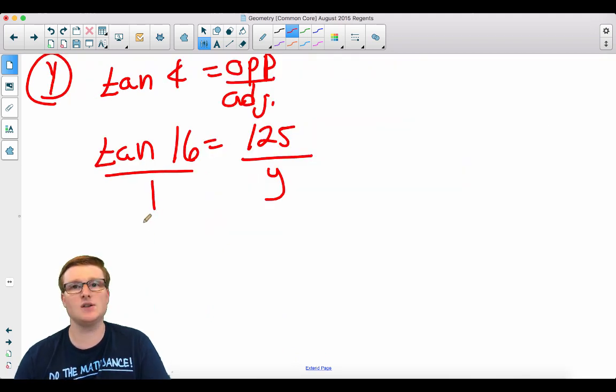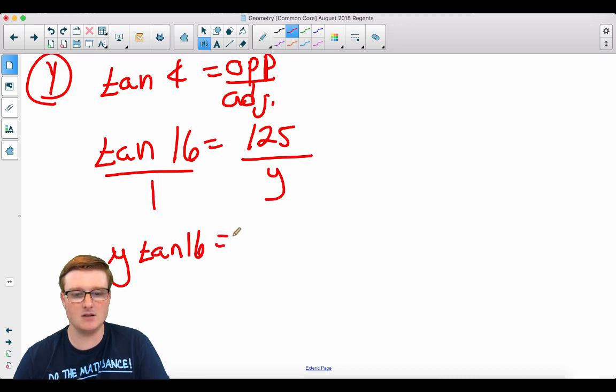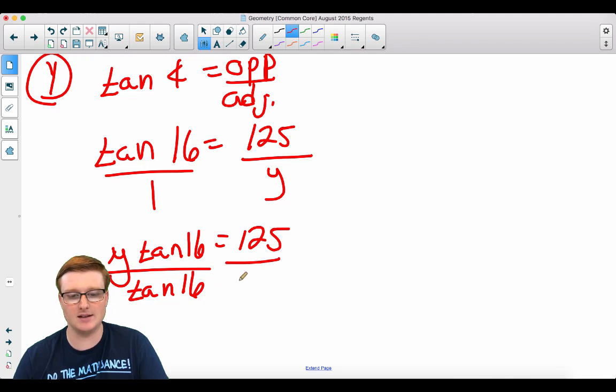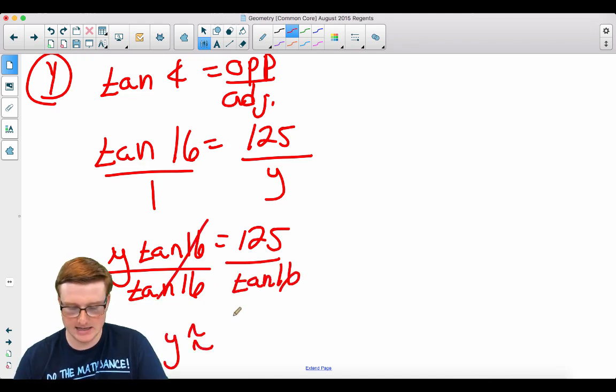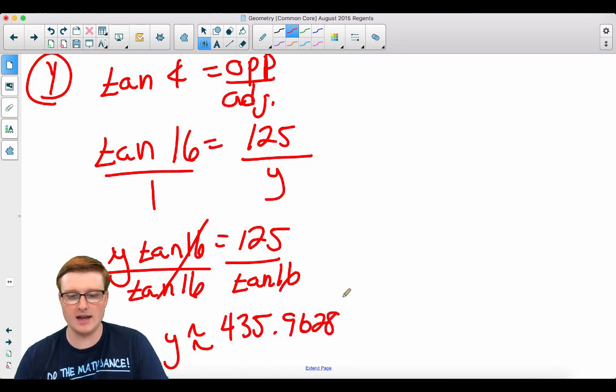You're going to put tan of 16 over 1, and you're going to cross multiply. So we get Y tan of 16 is equal to 125. We're going to divide by the tan of 16 on both sides. And you get Y is approximately equal to 435.9628. Do not round, please.